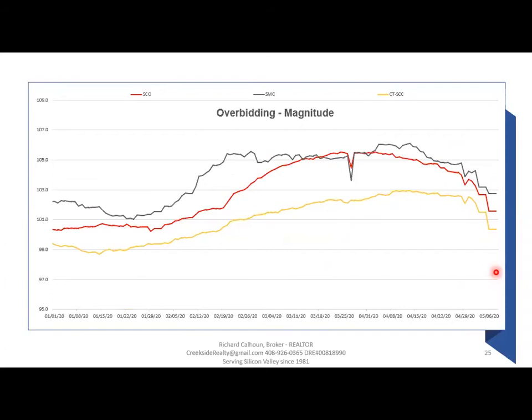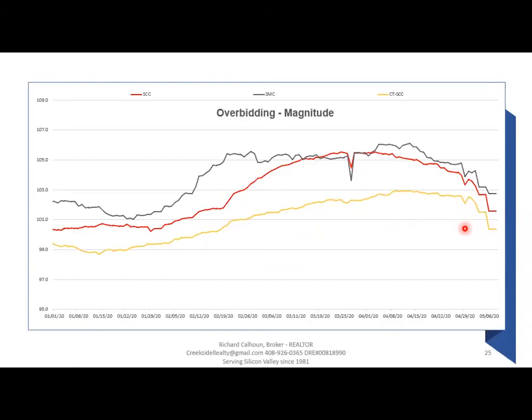Overbid magnitude. The first one was frequency, so that's how often people are overbidding, and this is how dramatically they're overbidding. Are they paying 5% over? Are they paying 10% over? And again, you can see it came up, it held relatively constant, and then it's been coming down the last couple of weeks as people got through it. I suspect that this number is going to start going back up again.